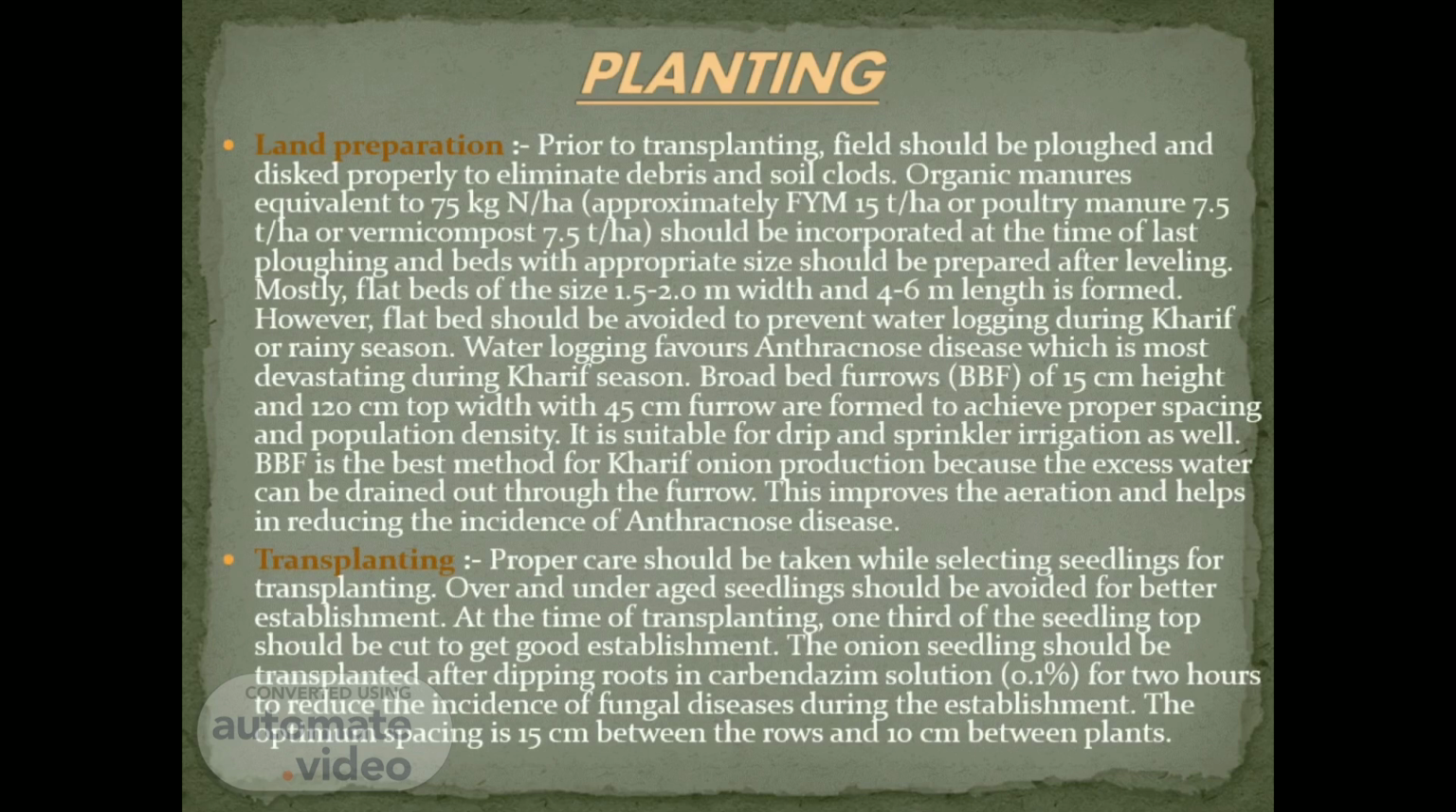Planting. First, land preparation. Prior to transplanting, fields should be plowed and disked properly to eliminate debris and soil clots. Organic manures equivalent to 75 kg N per hectare, approximately FYM 15 T per hectare, or poultry manure 7.5 T per hectare or vermicompost 7.5 T per hectare should be incorporated at the time of last plowing, and beds with appropriate size should be prepared after leveling.